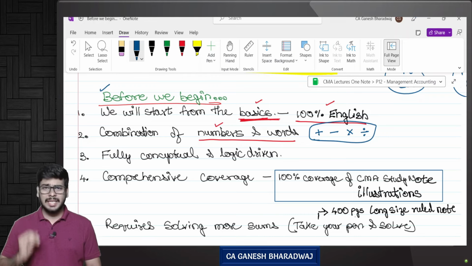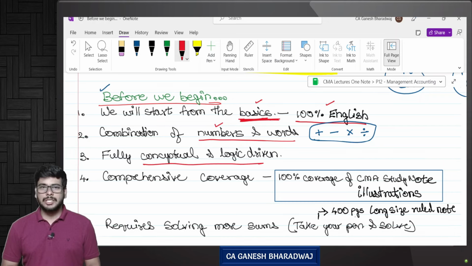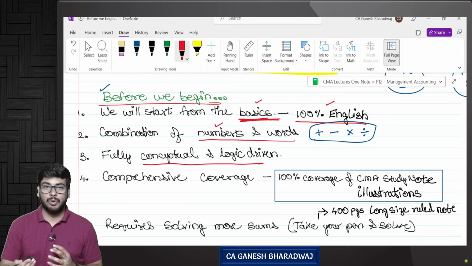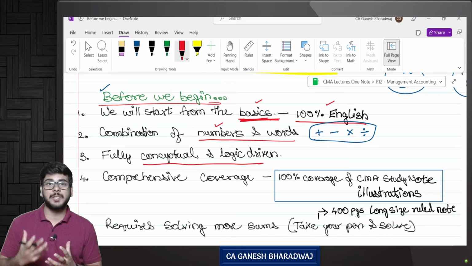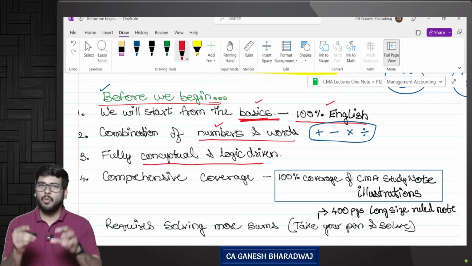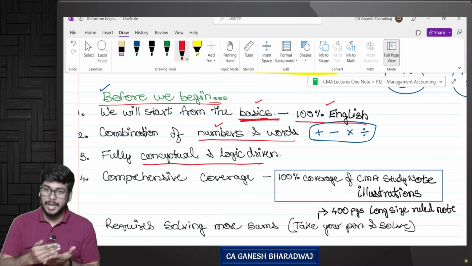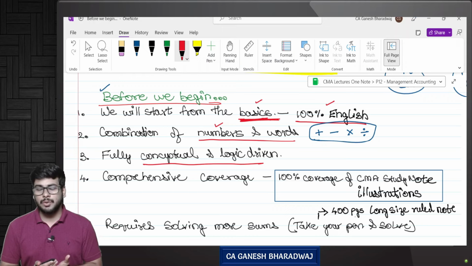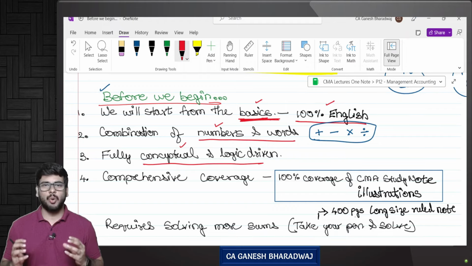Next, this subject is fully conceptual and logic driven. So absolutely, we are not going to mug up anything. Whatever we are studying, I will first give you a background as to why we are studying this, and then I will get into the technicalities and explain the concept one by one so that you will know why you are studying whatever you are studying. So whatever you are studying, you will know the reason and the logic as to why we are doing it right now. Are you clear with this? So everything is conceptual and logic driven. There is no scope for mugging up.